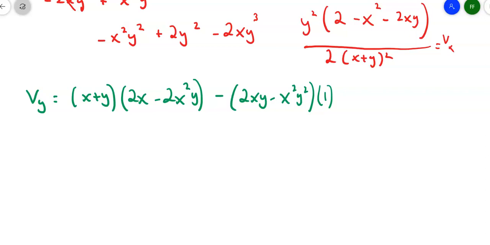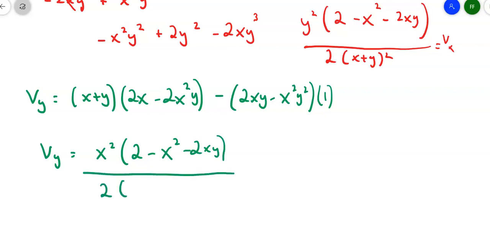When you go to work your way through and clean this up, what you end up with is something very similar to what you had on the top. You end up with the partial derivative with respect to y as being able to pull out an x squared, and you're left with 2 minus x squared minus 2xy over 2 times x plus y squared.